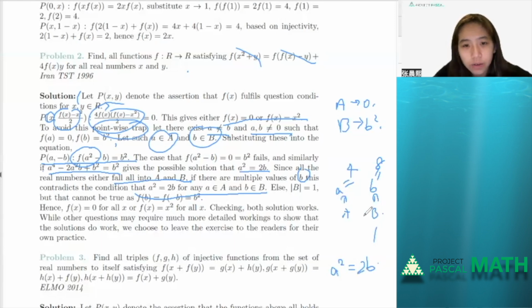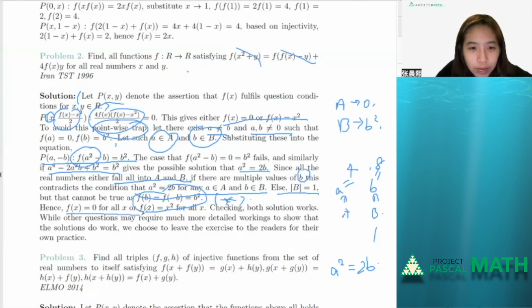So now you kind of force that B can only have cardinality of one. But that cannot be true because you know that this function is also even. So since this function is even, then there has to be at least two inside of this set, if there is anything inside this set. So this contradicts everything. So hence the pointwise trap fails, and then you have f(x) equals to 0 for all x, or f(x) equals to x squared for all x. And then you have to check to see both solutions work.